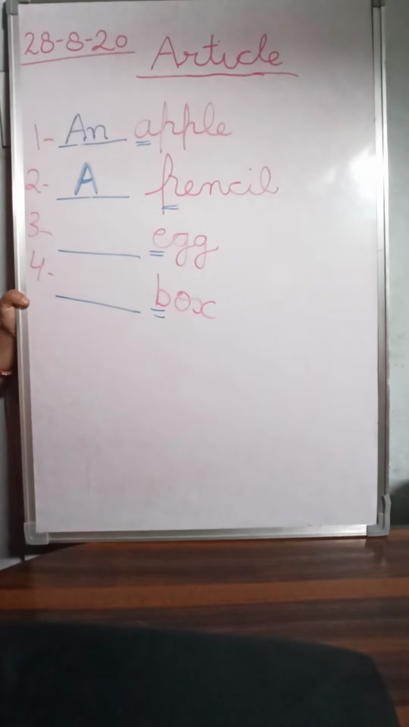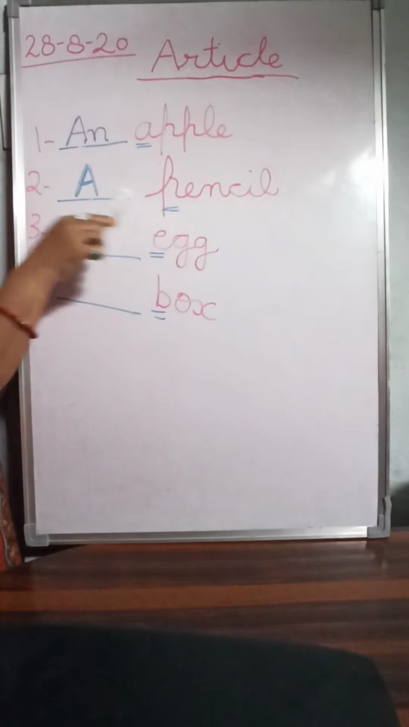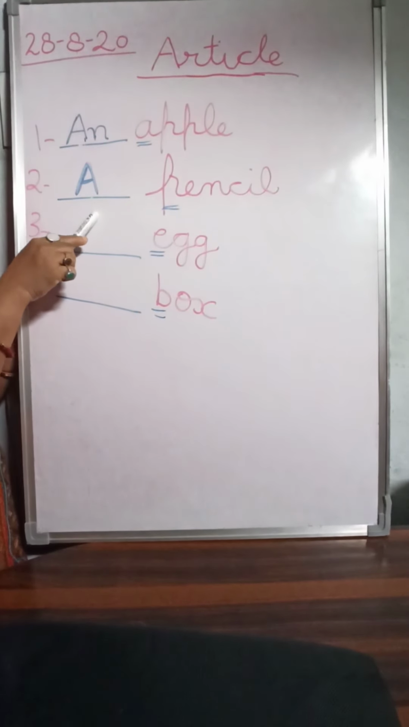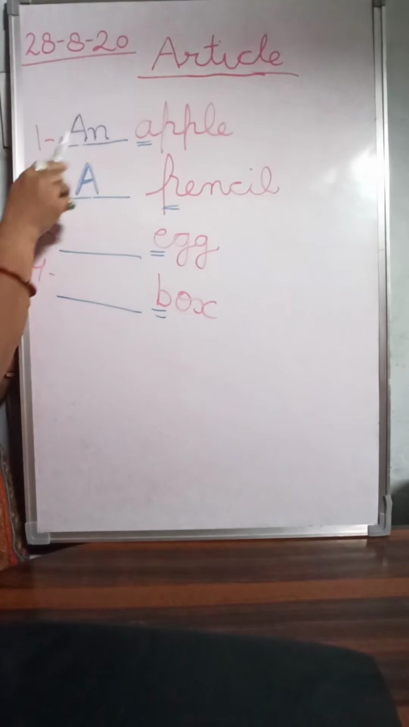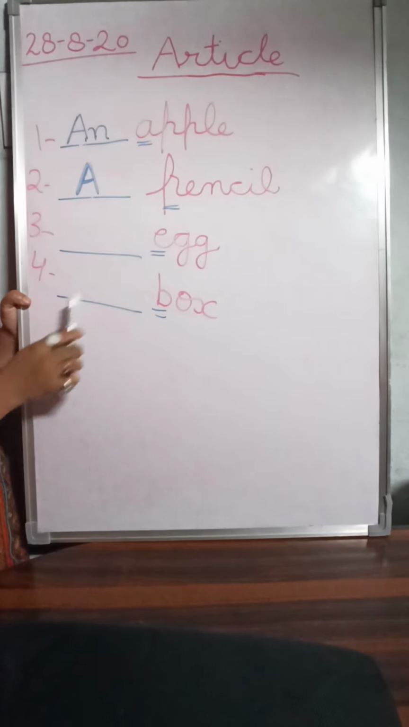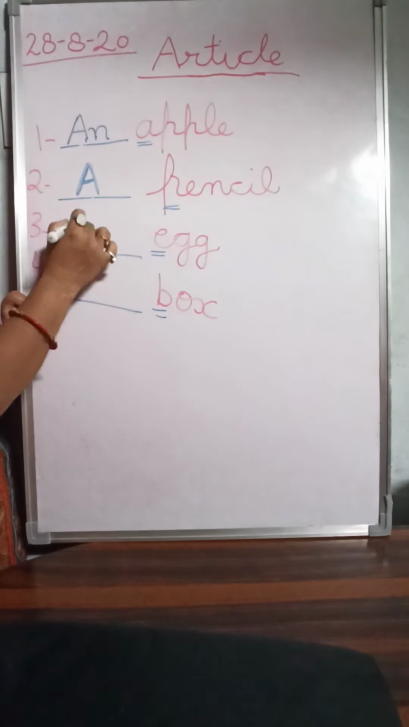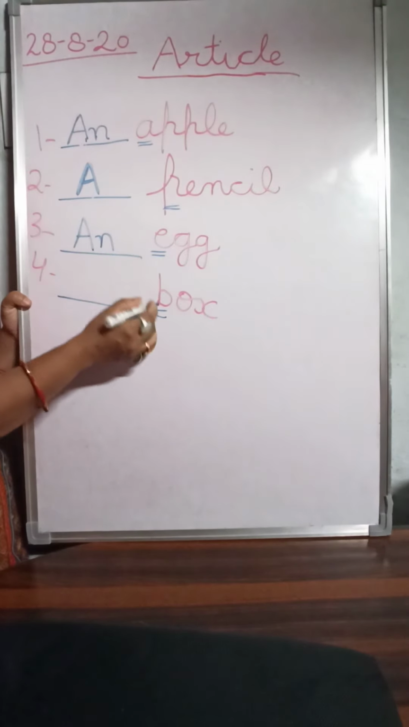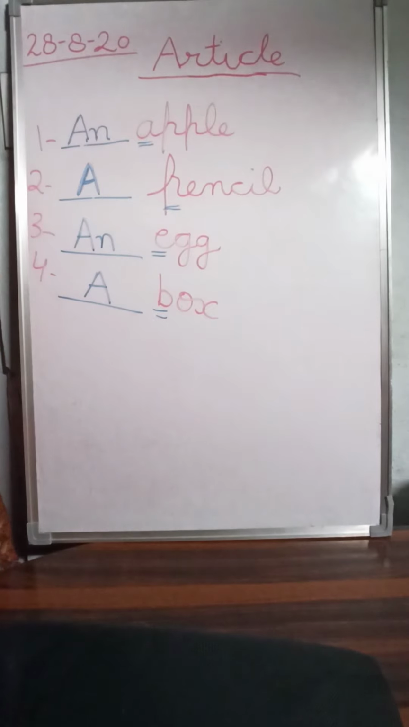If any word is starting with a consonant we will write article a, and if any word is starting with a vowel we will write article an. Similarly, see in the third example, letter E is a vowel, so we will write an egg, and here we will write a box. A box.